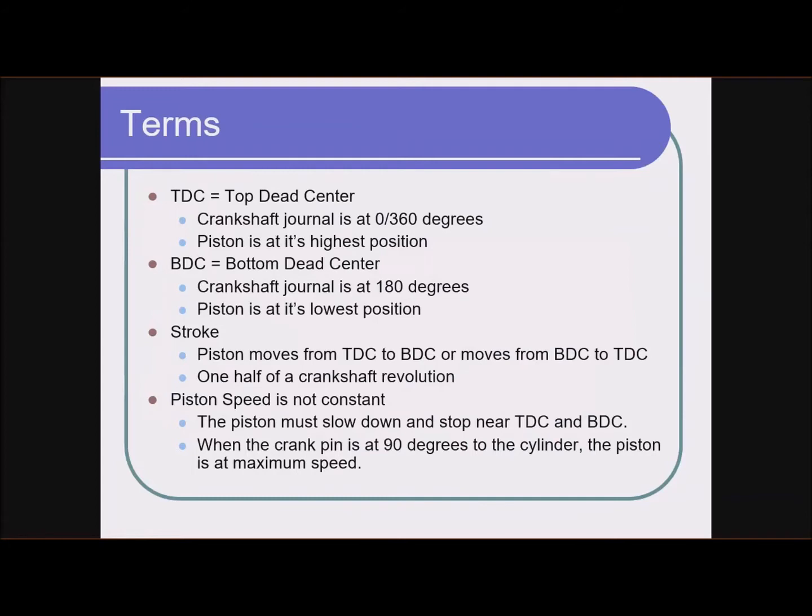So all a stroke is, when we talk about the intake stroke or the exhaust stroke, is when the piston either moves from top dead center to bottom dead center, or when it moves from bottom dead center to top dead center. It's half of a crankshaft revolution. So think about that.